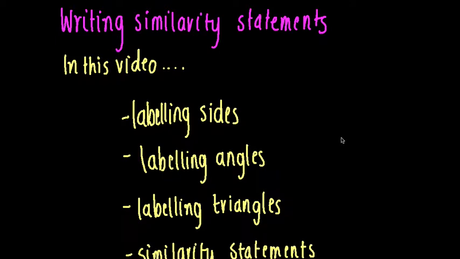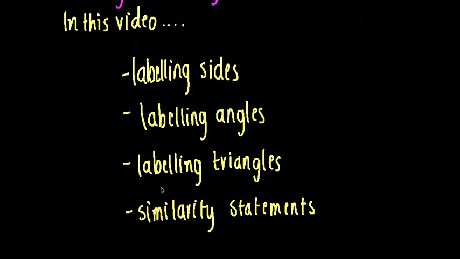What we're going to do in this video is just have a look at a couple of really key skills that we need in this topic of similarity. And one of those is just a reminder about how to label sides, how to label angles within a shape, how to properly label a triangle, and then how to write a similarity statement. So looking at what symbols we use to show similarity.